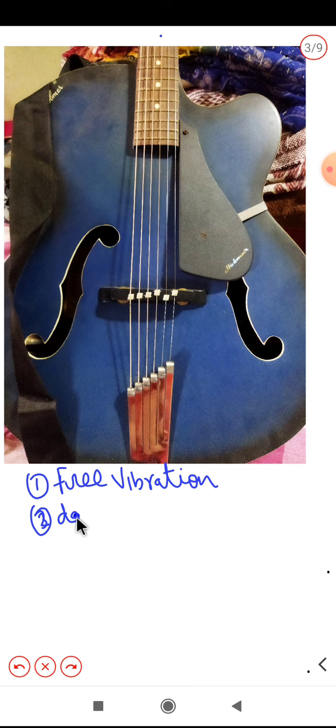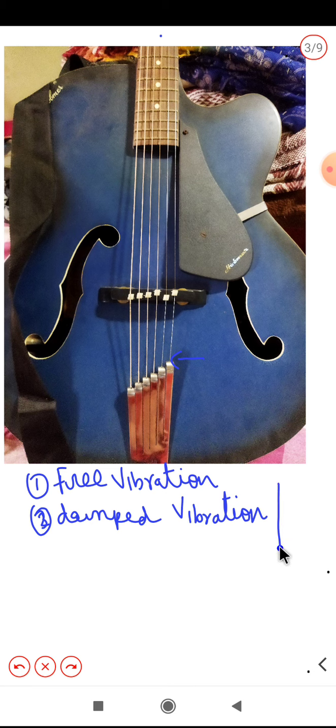Second number, damped vibration. Now, what is the meaning of damped vibration? In damped vibration, what happens basically is that there is an external resistive force. In case of a vibrating string, where there is contact, because of that there is friction. Also air is there, so due to that the string will stop vibrating after some time.